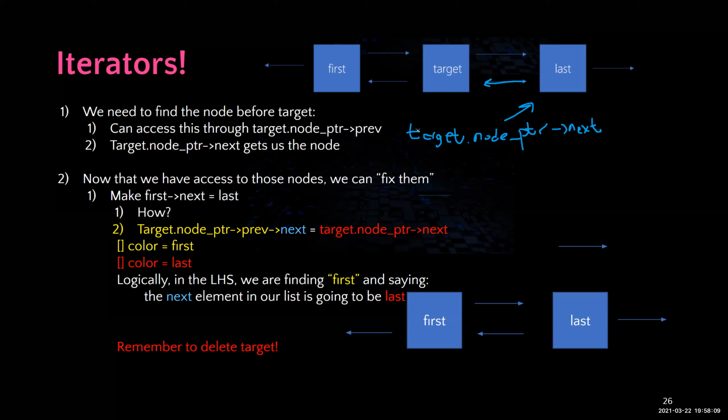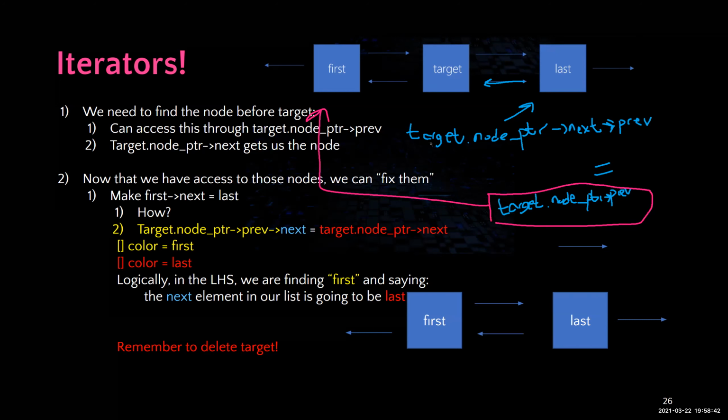After that, I'm saying, okay, for this node, this is last. We can all agree on that, right? I'm now going to say previous, because I'm saying last previous equals target.node pointer previous. So this block right here refers to first, and this block right here refers to last. So notice the previous right here is just denoting I want last previous to point to first.